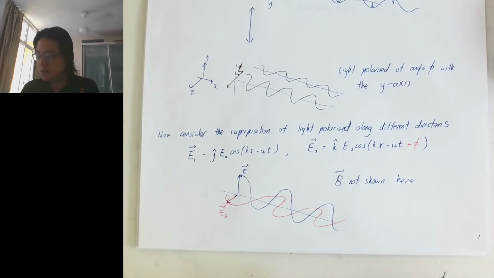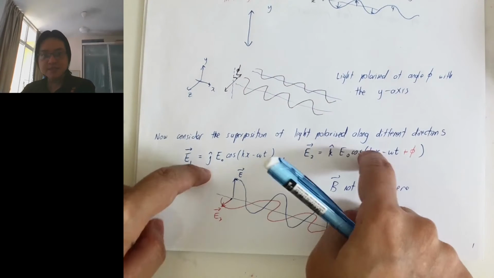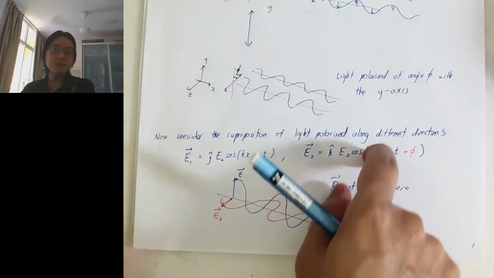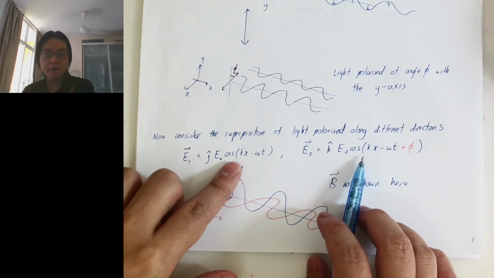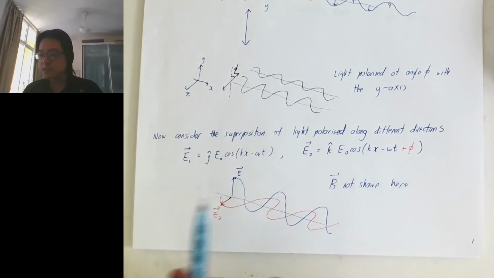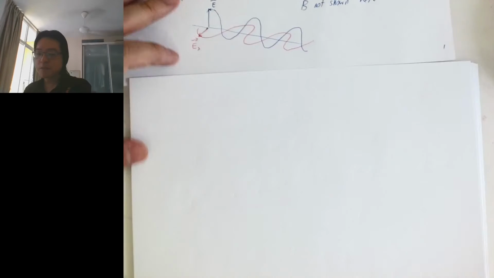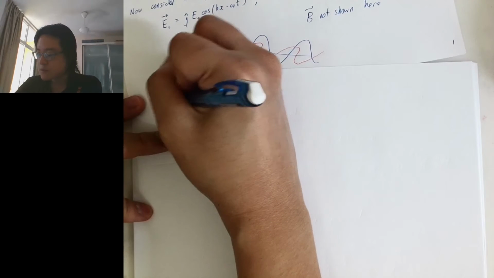So what happens if I interfere these two light sources? Let's take E1 plus E2. Luckily for us, we don't need to use any trigonometric formula because these are different directions. So actually these two should not be added up together. You just have two different vector components. So the superposition gives this.